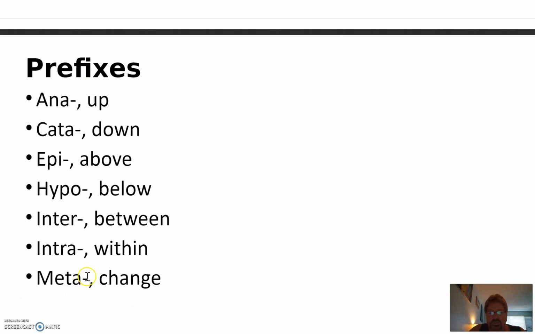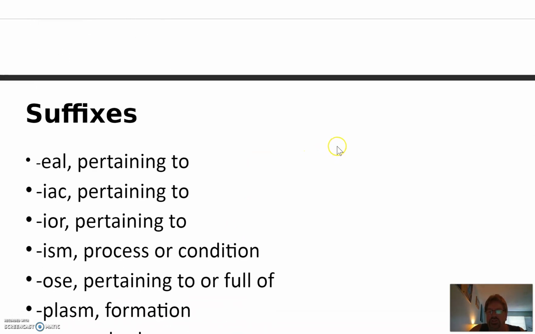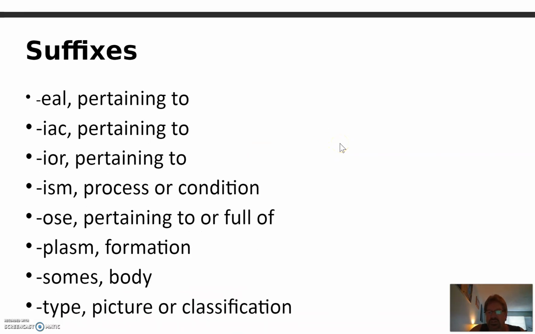All these are important words, all of them are. I shouldn't single meta out. Metamorphosis means change, like a caterpillar changing into a butterfly.